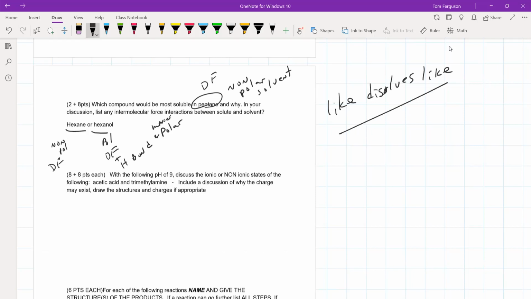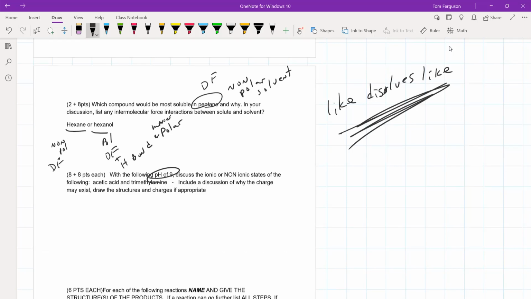Okay, so that's really important to remember. And you should remember this throughout your scientific career. Doesn't matter what class you're in, biology, biochemistry, or OChem, whatever, like dissolves like. So if the solute is polar, polar solutes like polar solvents, non-polar solutes like non-polar solvents. And then to bridge the gap, you'd have an emulsifier like soap.